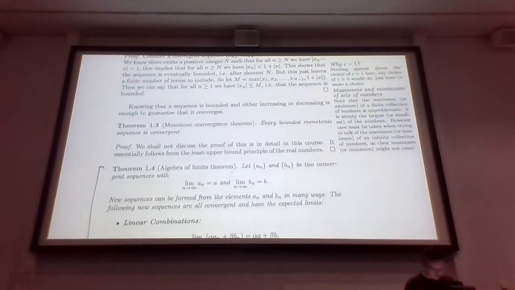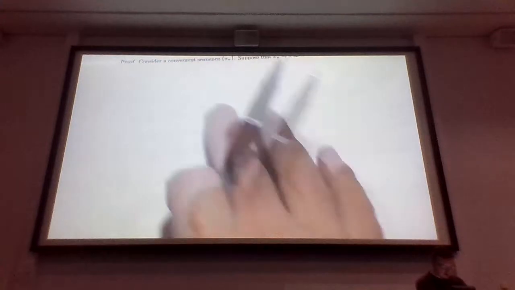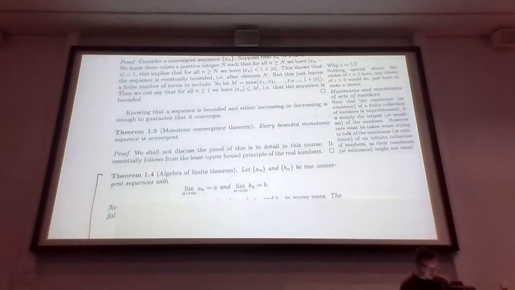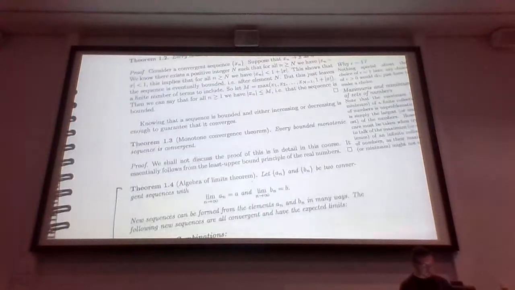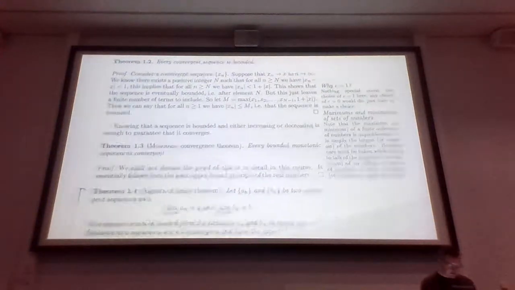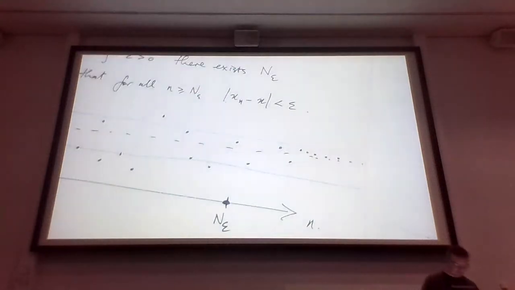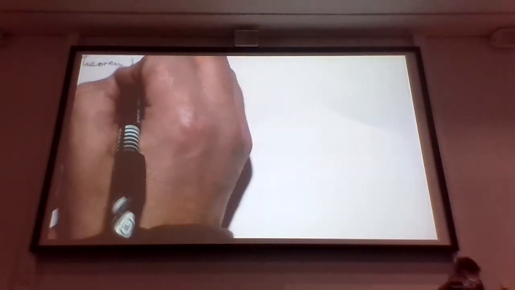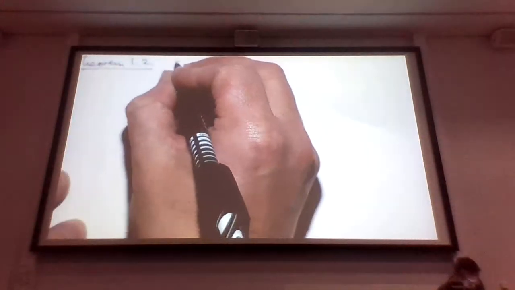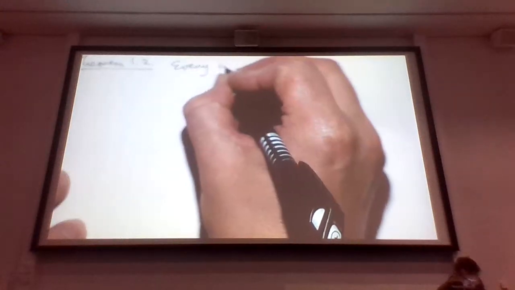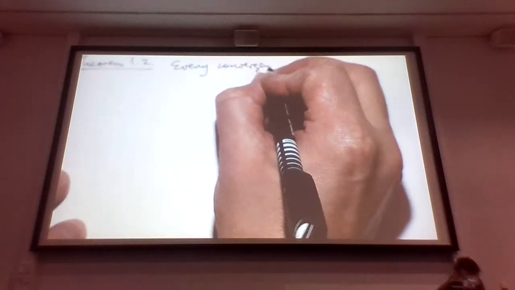Okay, let's get to it. But first of all, we're going to pause slightly and just prove one which I think we'll need further on, which is this theorem 1.2. Theorem 1.2 says every convergent sequence is bounded. I'm going to quickly sketch out the proof of that here. Every convergent sequence is bounded.